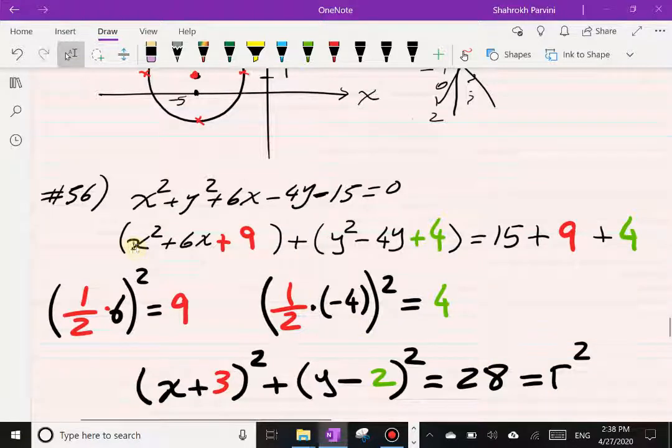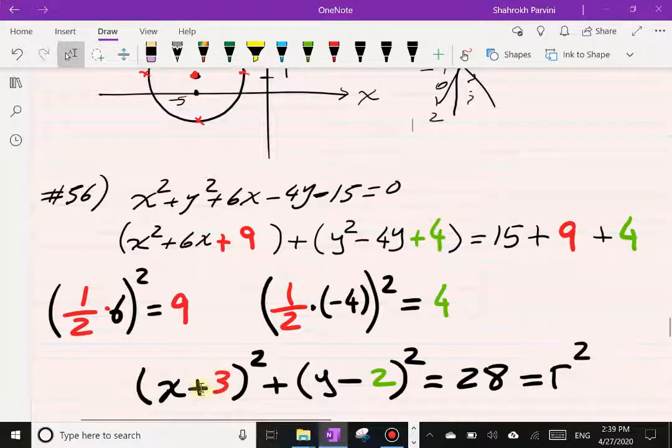And then in exchange, because I have a perfect square trinomial here, I'm going to rewrite x squared plus 6x plus 9 as x plus 3 squared. y squared minus 4y plus 4 becomes y minus 2 squared. And there we have it. Now this is the HK form.